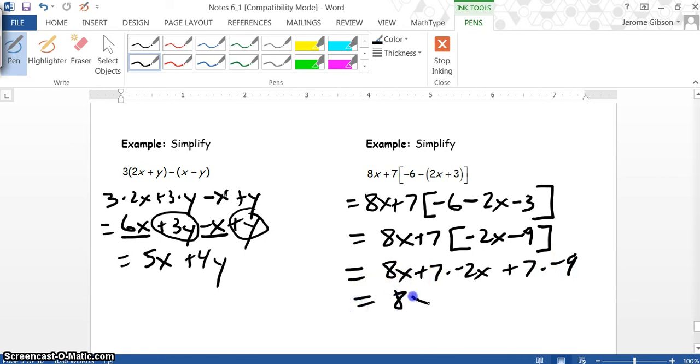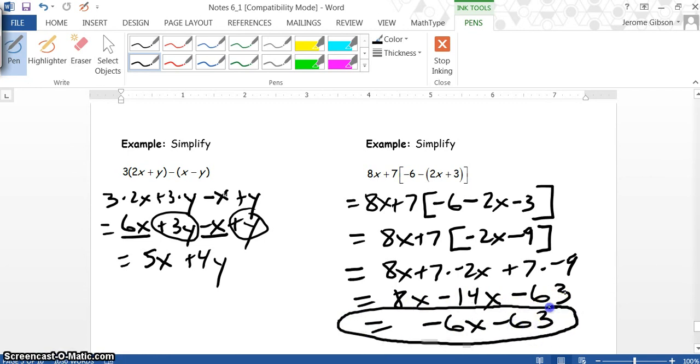So we have 8x. 7 times a negative 2x is negative 14x. And 7 times negative 9 will be a negative 63. 8x minus 14x is a negative 6x minus 63. And that is the final answer.